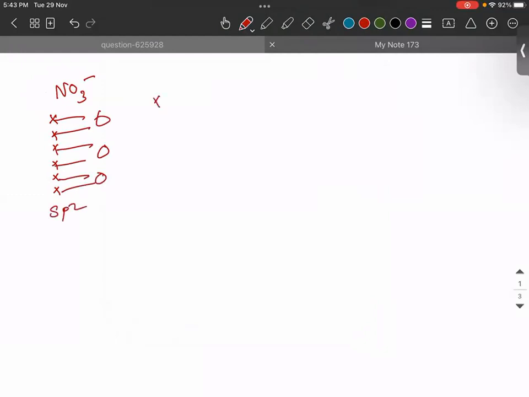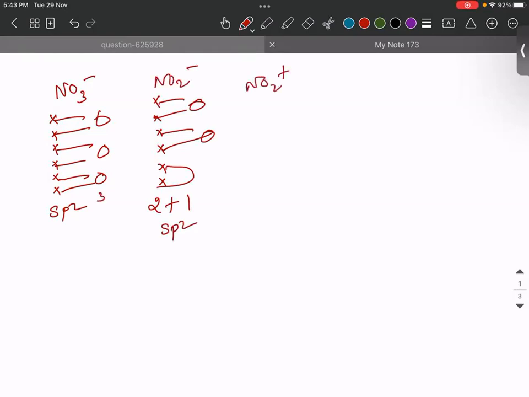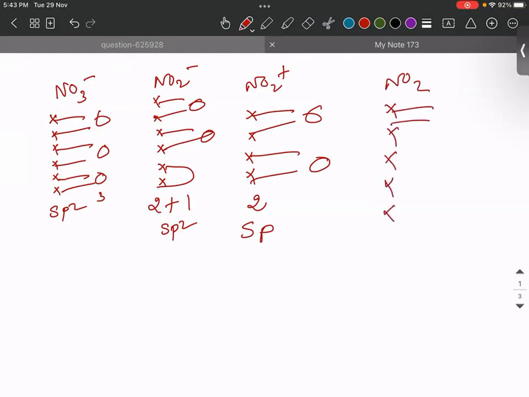Then NO2 minus: 1, 2, 3, 4, 5, 6. Then 1 oxygen and second oxygen, 2 lone pair plus 2 bond pair and 1 lone pair. Then it becomes sp2 hybridization. Total 3, no. So now the next one, NO2 plus. NO2 means 1, 2, 3, 4, because you should not put 5; you have plus 1, so you have to remove that. So 2 only is there, then it becomes sp. Then NO2, 1, 2, 3, 4, 5. So 1 electron is there.